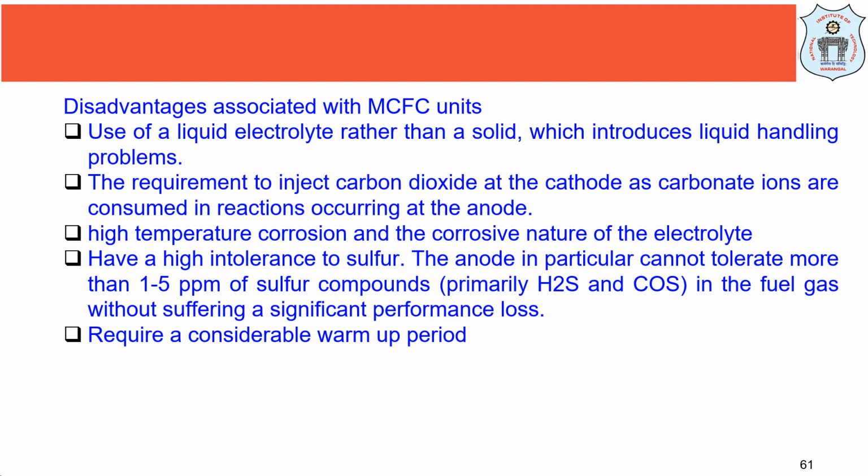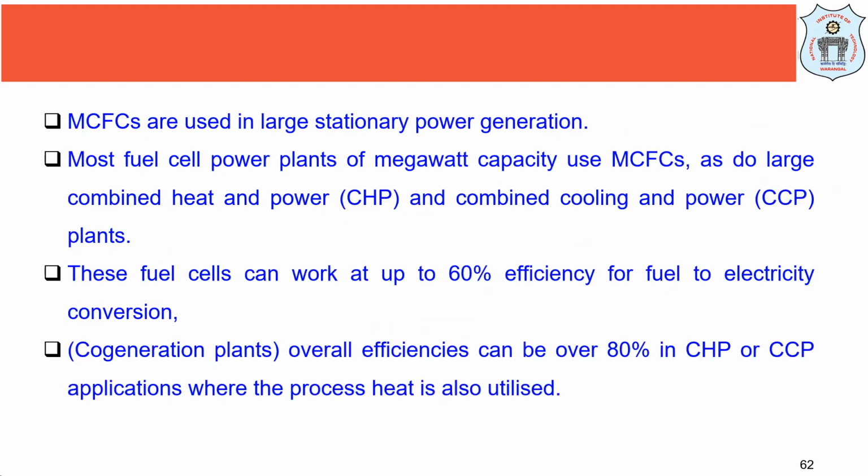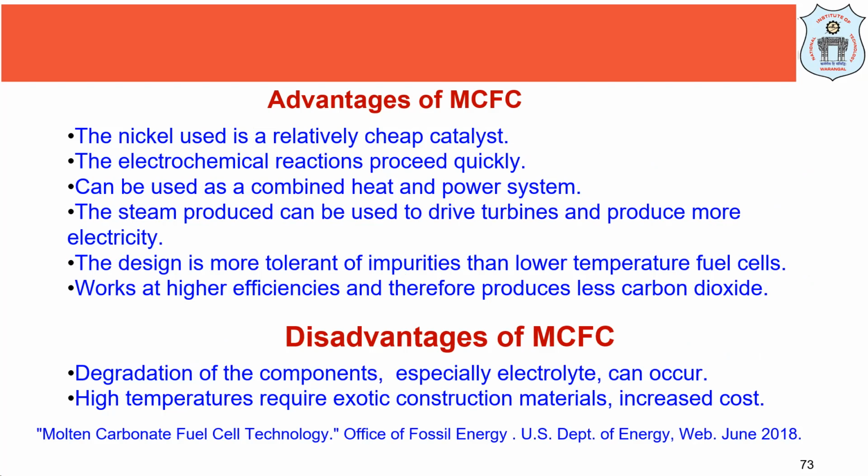Okay. And if you look at the applications, these molten carbonate fuel cells are used in large stationary power generation, and most fuel cell power plants of megawatt capacity use these molten carbonate fuel cells, and they work with combined heat and power units, CHP units, or we call it CCP unit, which is combined cooling and power plant. In all these places, these high temperature fuel cells like molten carbonate or solid oxide fuel cells are preferred, and they can work with 60% efficiency for electricity conversion, and when operated in cogeneration units, they can provide around 80% efficiency.